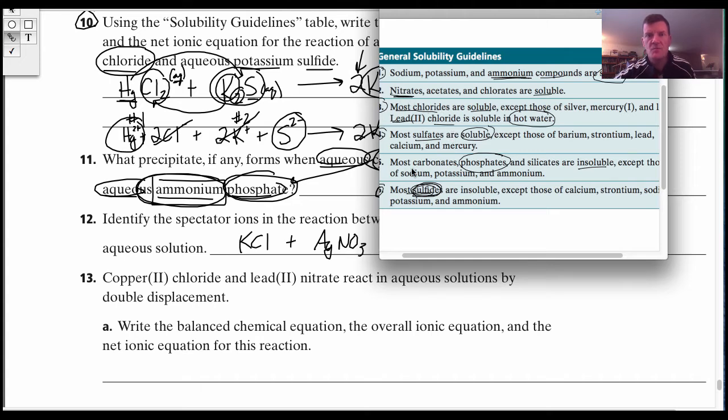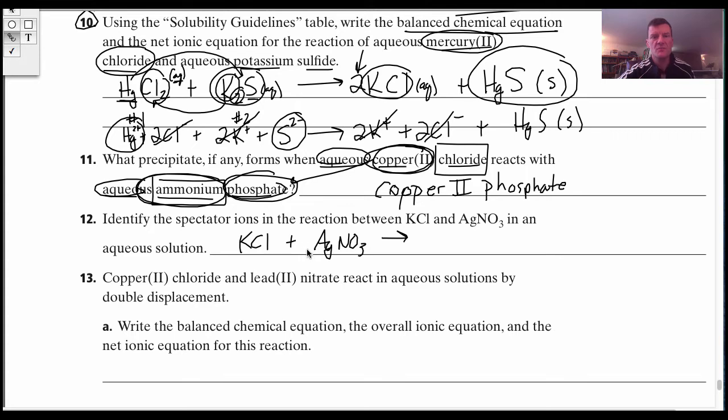Nitrates are soluble, so silver nitrate is soluble. These are both going to be soluble. But when we put them together, now the potassium, the metal from here, could form a compound with the non-metal from over there. It could have potassium nitrate. But I know anything that has potassium in it is going to be soluble. That's AQ, that's aqueous.